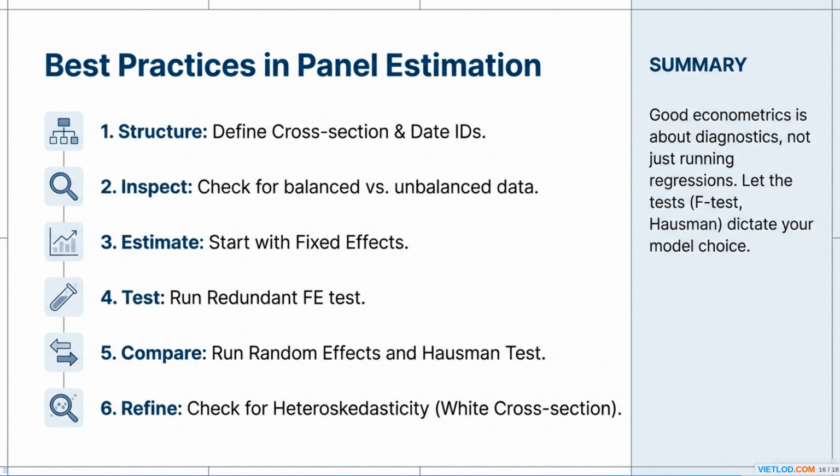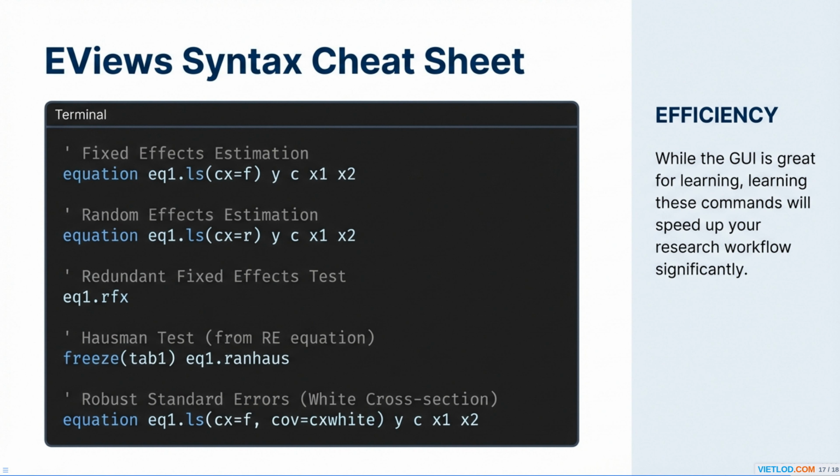This slide outlines the best practices for conducting panel data estimation. First, it's crucial to properly structure your data by defining the cross-section and date IDs. Second, always inspect your data to understand if it's balanced or unbalanced. Third, when you begin estimation, start with a fixed effects model. Fourth, rigorously test the necessity of fixed effects by running a redundant fixed effects test. Fifth, compare fixed effects with random effects by performing the Hausman test to determine the most appropriate model.